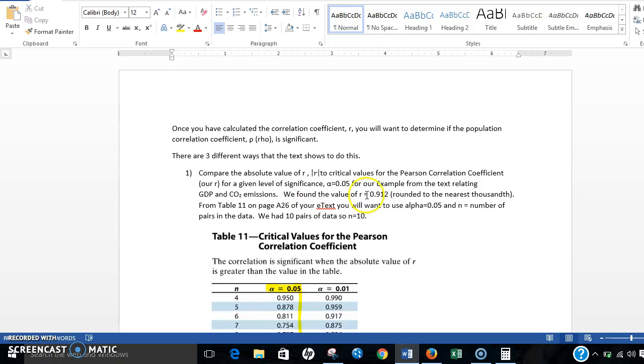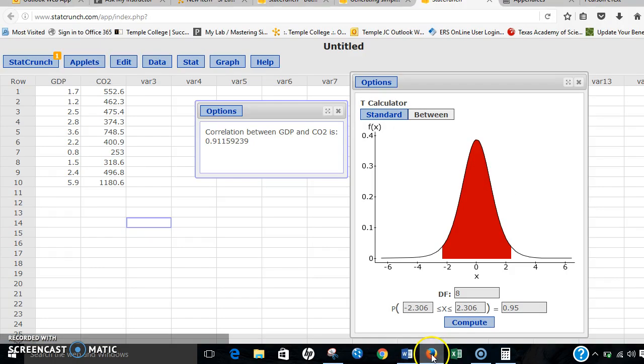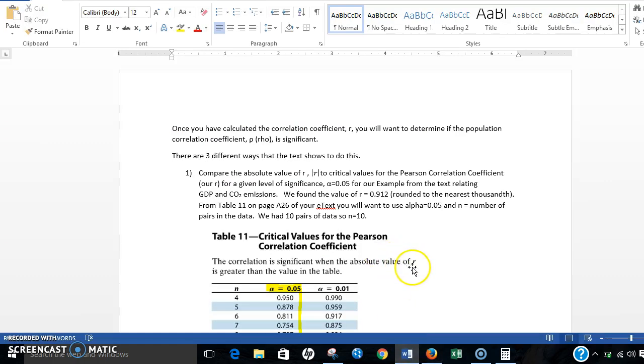So our value of R, 0.912, rounded to the nearest thousandth. You will go to Table 11 on page A26 of your eText and use the column labeled alpha equals 0.05 and the number of pairs in data. If you'll remember from our StatCrunch file, there were only 10 pairs of data. So we will use n equals 10.